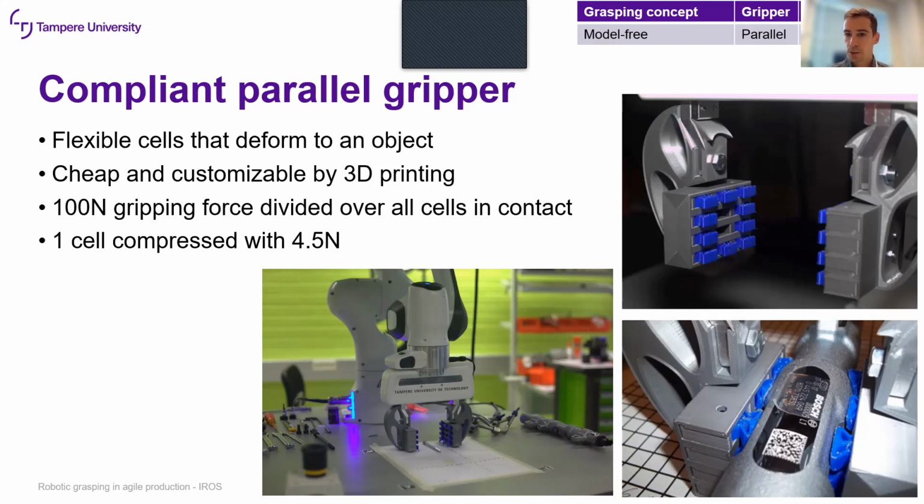And this then looks like, as can be seen in the lower right image, where the cells are compressed to the object and shape themselves around the shape of it. So you get a quite stable grasp for handling such objects.